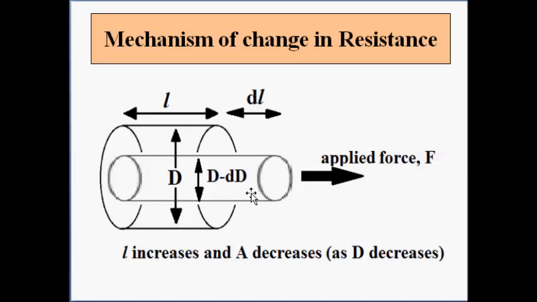Now, because of this applied force and expansion, there is an increase in the length. So, there will be an increase in resistance, because resistance is directly proportional to the length of the material. But as the cross-sectional area gets reduced, there will be an increase in the resistance as well, because cross-sectional area is inversely proportional to resistance.